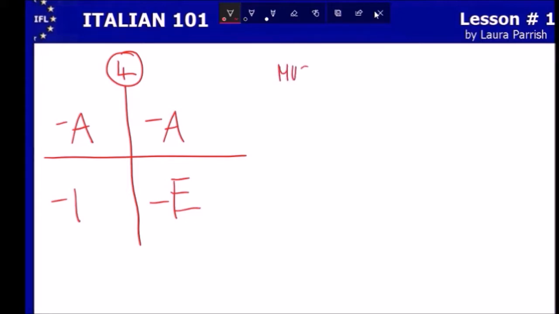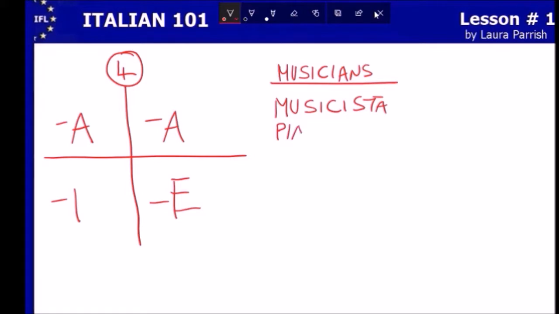All musicians. For some reason, musicians are in this group. In fact, the word itself, musicista, which means musician, is in this group. And all musicians, for example, pianista. A pianista is the guy who plays piano. Then violinista. Violinista is the musician who plays violin.